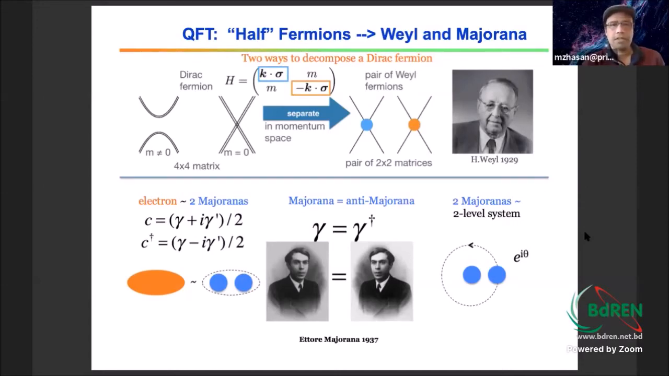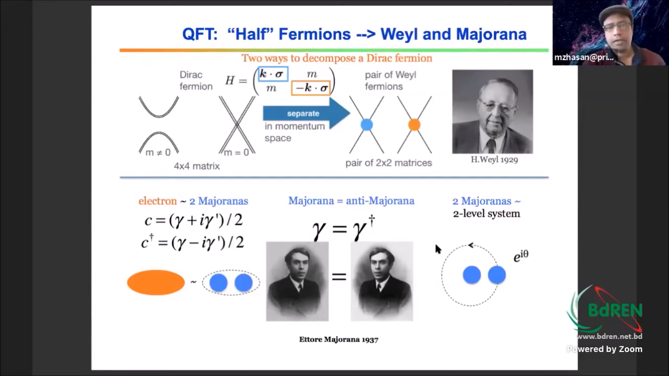So what I have been interested in for the last 10 years is starting with a Dirac fermion. Consider QFT, quantum field theory, half fermions. Can we realize half fermions? One such half fermion would be, if you split a Dirac fermion, it can only split into Weyl fermions. They're chiral, like monopole and anti-monopole in momentum space. The only way to split a Dirac fermion is to get a pair of Weyl fermions.